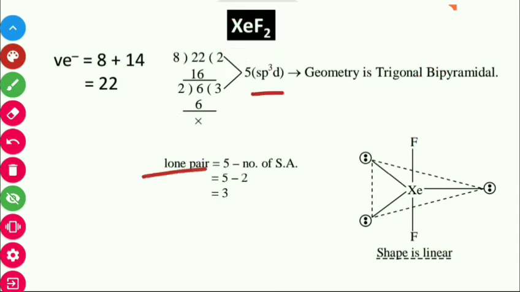We found the geometry. Now what about the shape? For shape there is a simple trick, which we study in chemical bonding too. I will make a separate video regarding this. The shape is linear. XeF2 shape is linear. How do we find the shape? There is a trick. In case of 5 hybridized orbitals and 3 lone pairs, what is the shape of the compound? It is linear.